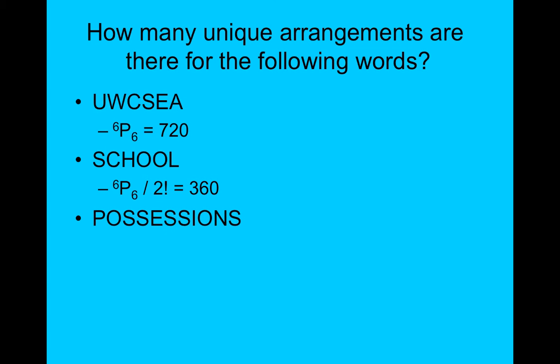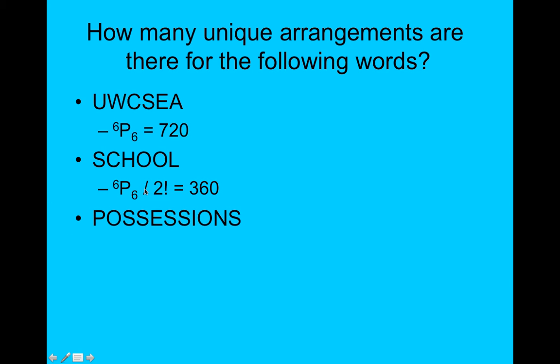And let's look at a longer word with more duplications, so the word possessions. So I've got 11 letters here, so I've got 11 letters to position, and I'm choosing from 11, so that's 11P11. But now I've got more divisions to make.